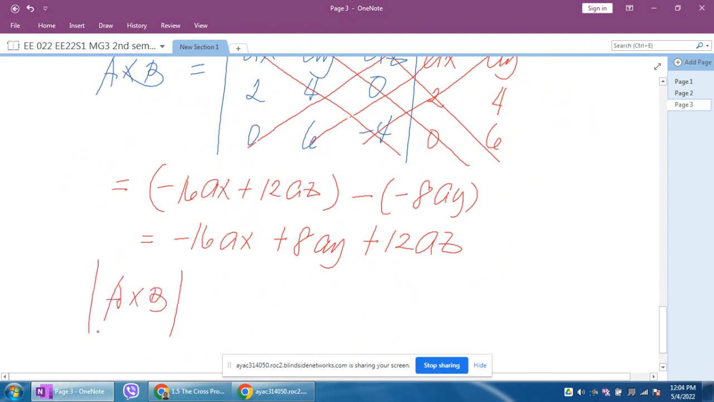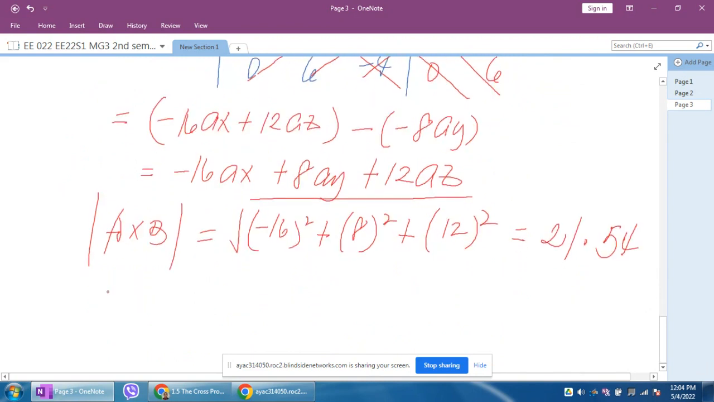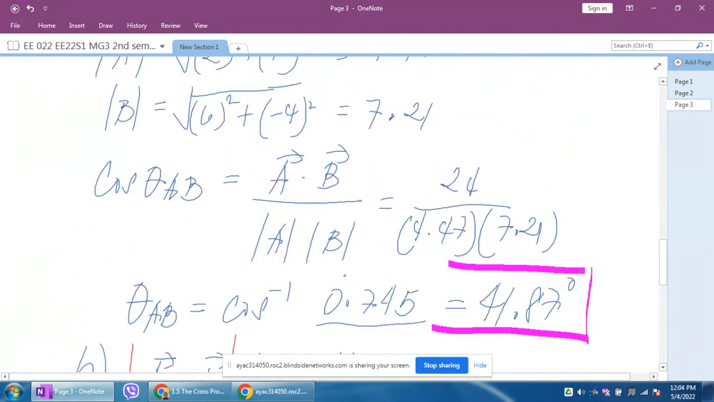So, kukunin din natin yung magnitude nitong A cross B. So that will be square root of negative 16 square plus 8 square plus 12 square. How much is this? Paki-compute na po, tulungan niyo na po ako para matapos. 21.54. Okay. So, pwede na natin gamitin po ito. So, para makuha po yung sine theta AB, so we have the magnitude of A cross B.